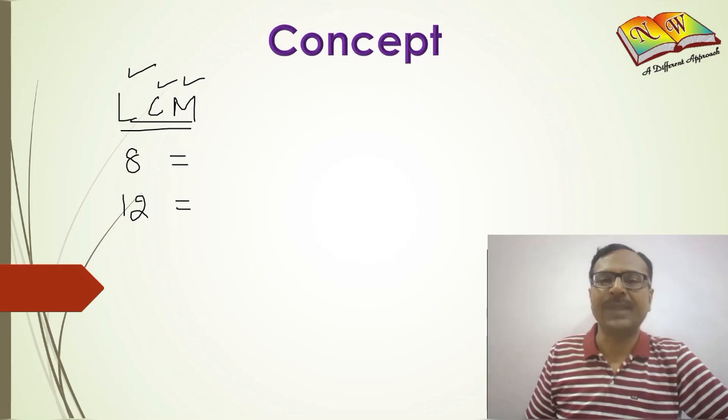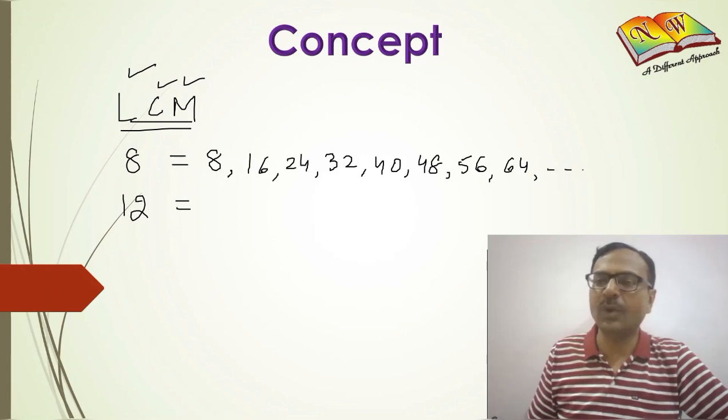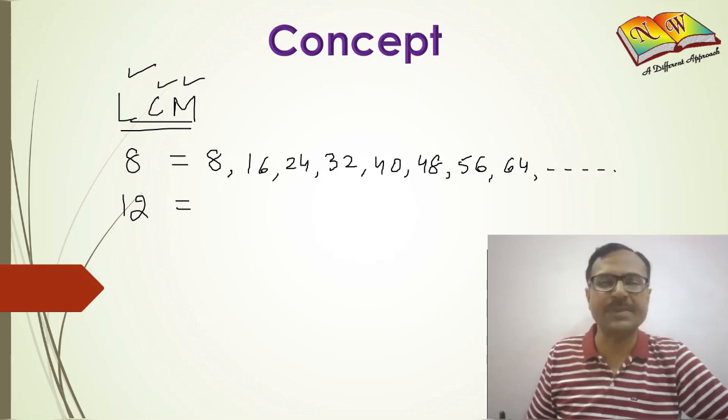Suppose you have a number 8 and another number 12, and we want to find the lowest common multiple of 8 and 12. So we start listing down all the multiples of 8, starting with 8 obviously, then 16, 24, 32, 40, 48, 56, 64, and so on. So I can go on and list any number of multiples.